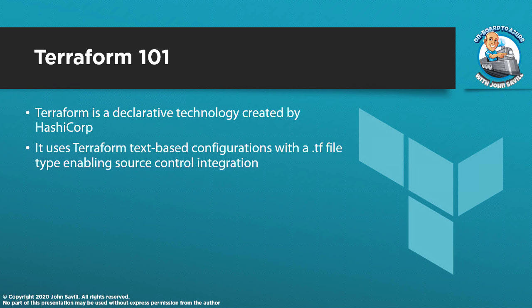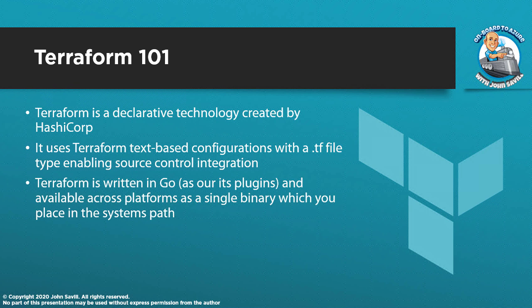Now, there is also the ability to use JSON. I can use a .tf.json, but typically I'm going to stick to the .tf format, which is both machine and human readable. Terraform is written in Go, as are its plugins. You can use something else for the plugins, but I think 99.9% are all written in Go. And a plugin could be something like the provider to make it work with Azure, or with AWS, or Google Cloud, or VMware. Because it's written in Go, it's very easy to make this available across platforms.